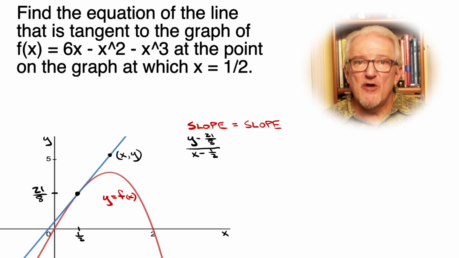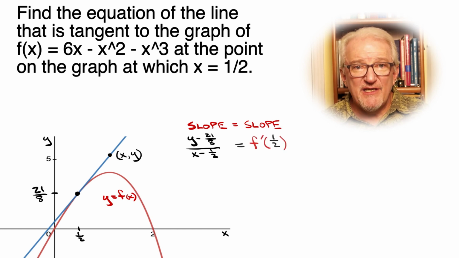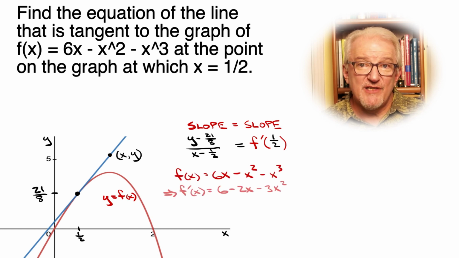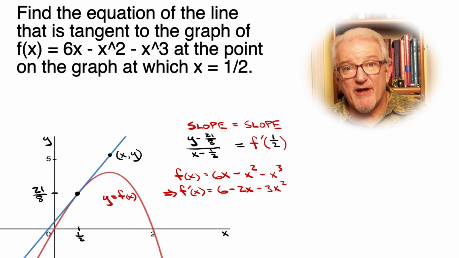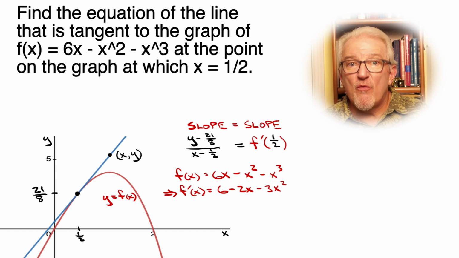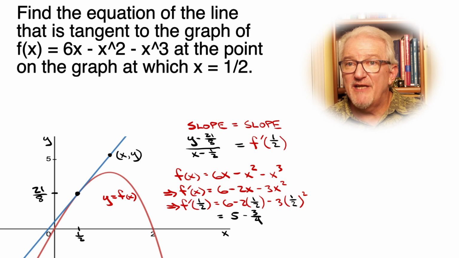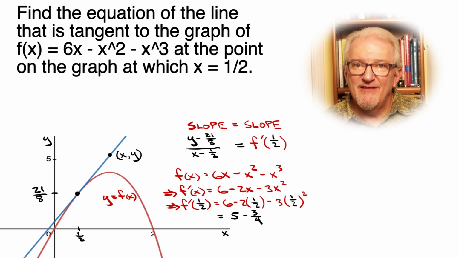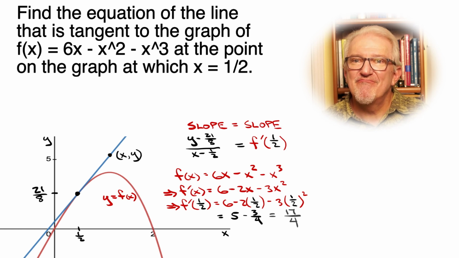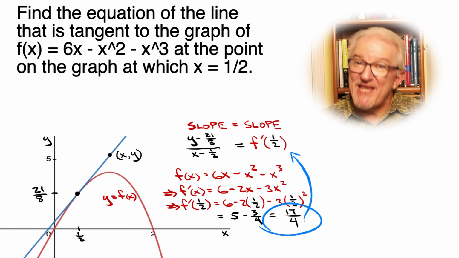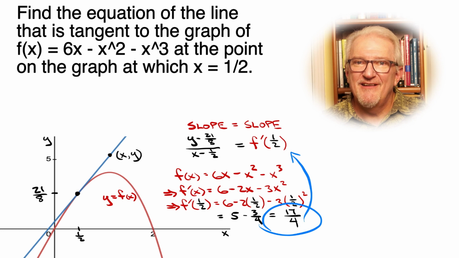Nonetheless, we do know that the slope of the line that is tangent to the graph at x equals 1/2 is equal to the derivative of our function at 1/2. Since the derivative of f is equal to 6 minus 2x minus 3x squared, we can calculate f prime of 1/2 to be equal to 6 minus 2 times 1/2 minus 3 times 1/2 squared, which is equal to 17/4. This supplies the right-hand side of our slope equals slope equation. At this point, we are ready for step 3.